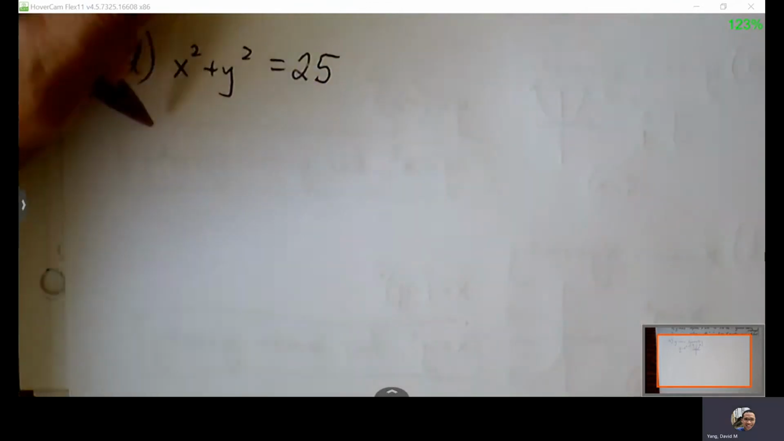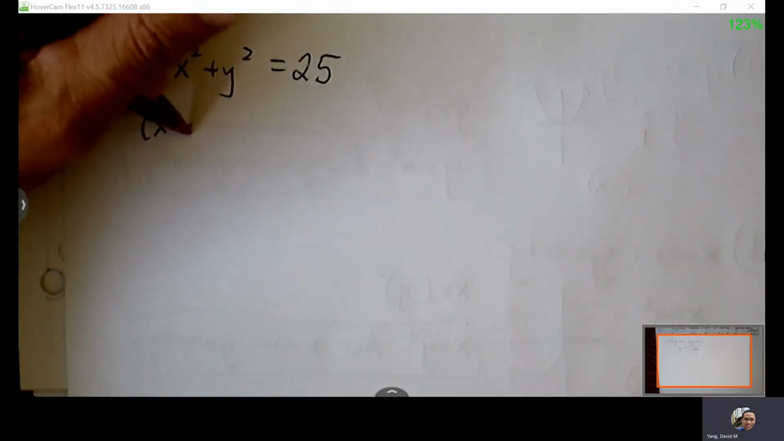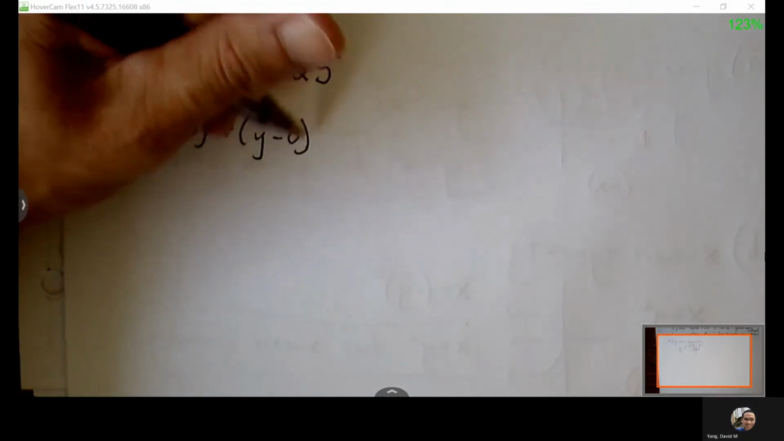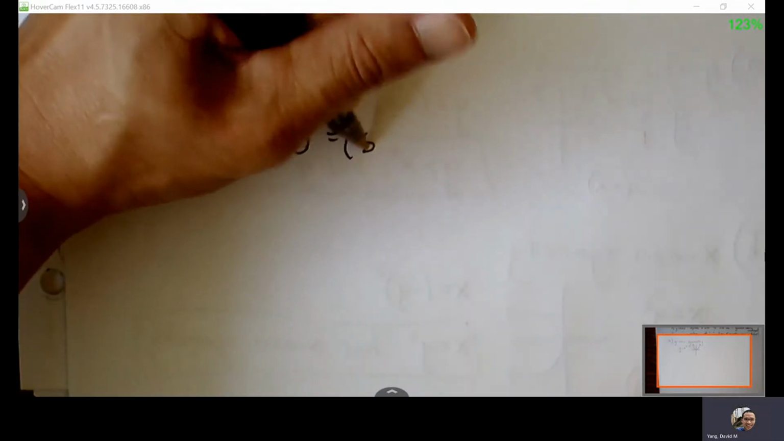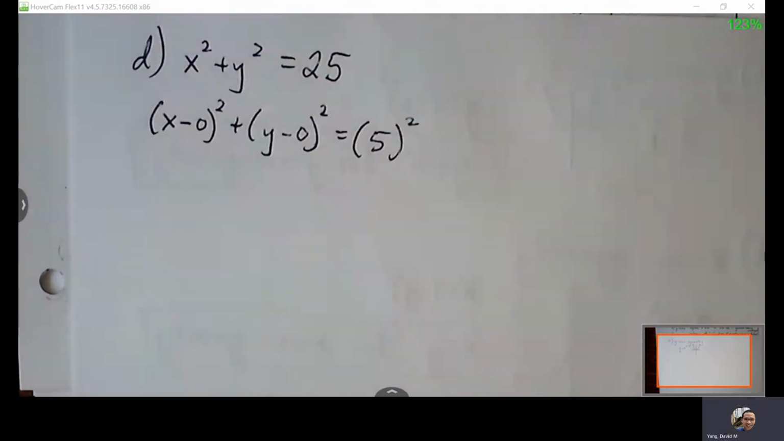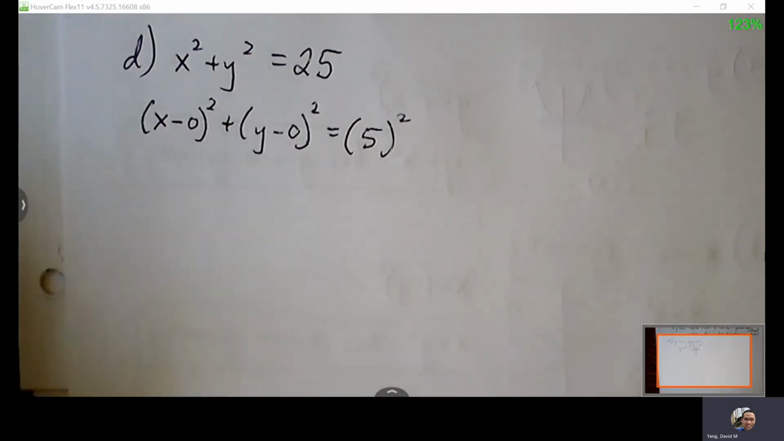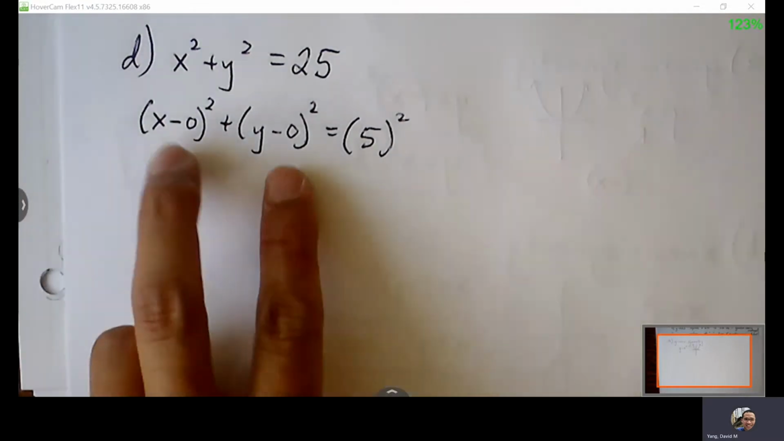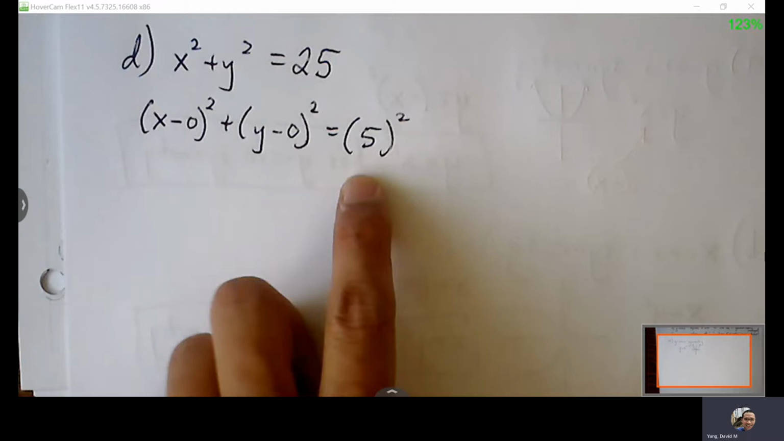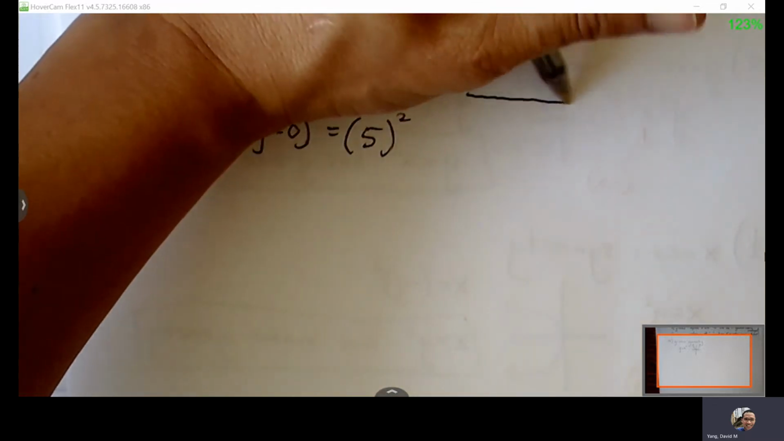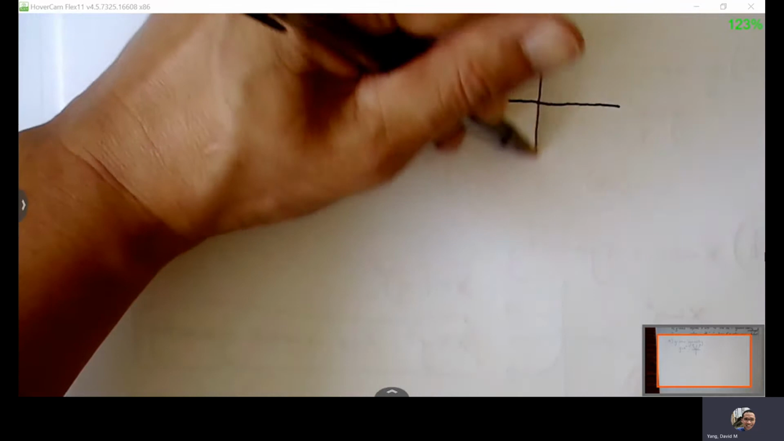Okay, maybe if I put it in standard form, it'll be easier to recognize. Any idea what shape that is? This is going to be a circle. There's a center at (0, 0) and a radius of 5. I just want to do a visual perspective first, and then we'll do the algebraic perspective.